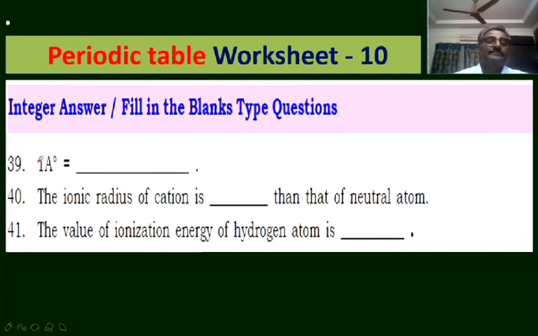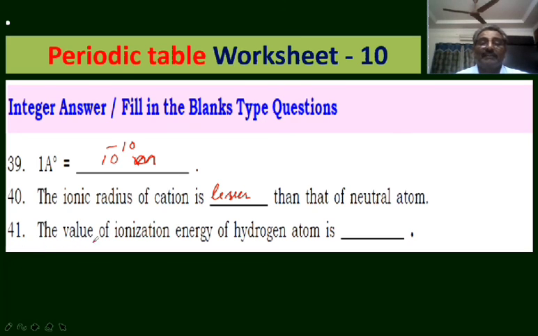Next, integer answer or fill in the blanks type questions. 1 angstrom unit is equal to 10 to the power of minus 10 meters. Next, the ionic radius of cation is dash than that of neutral atom. The ionic radius of cation is lesser than the radius of neutral atom.